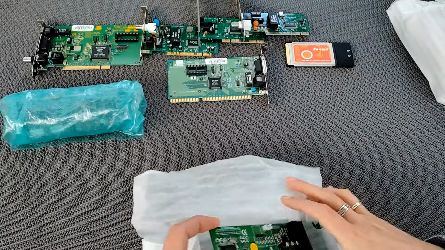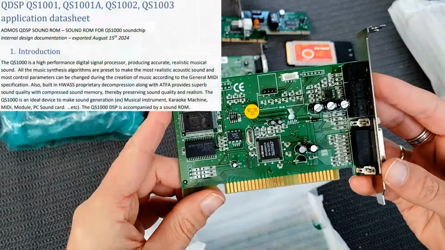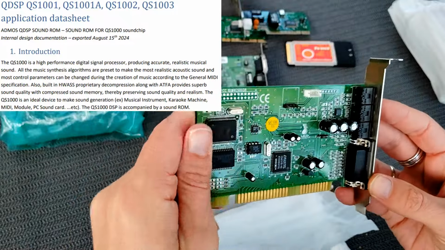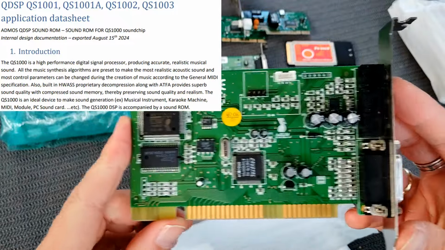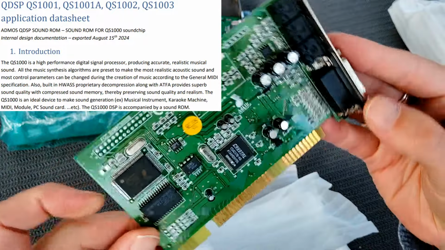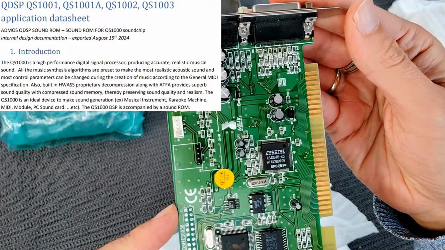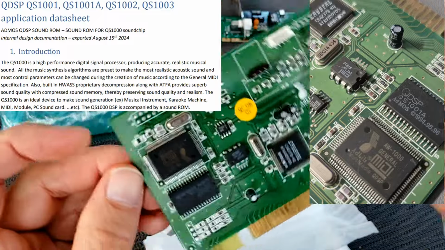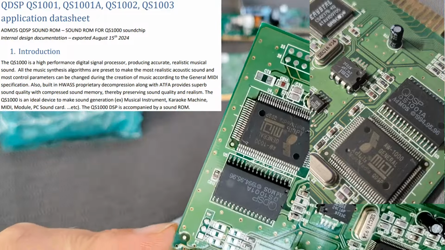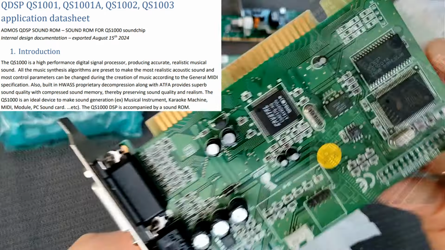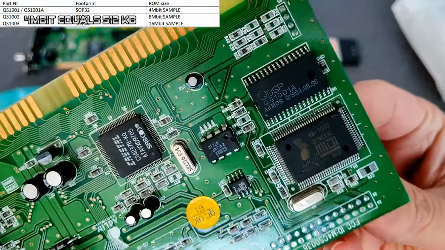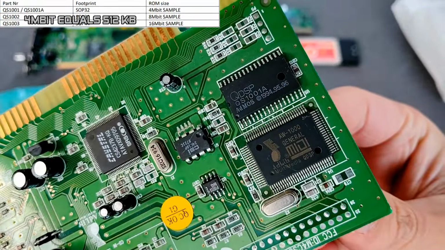Wow, this is why this offer got my attention. An ISA sound card with a wavetable. And it's an Adlib branded QDSP. So it's an Atmos wavetable QS1000. I guess it has 212 kilobytes of waveform.